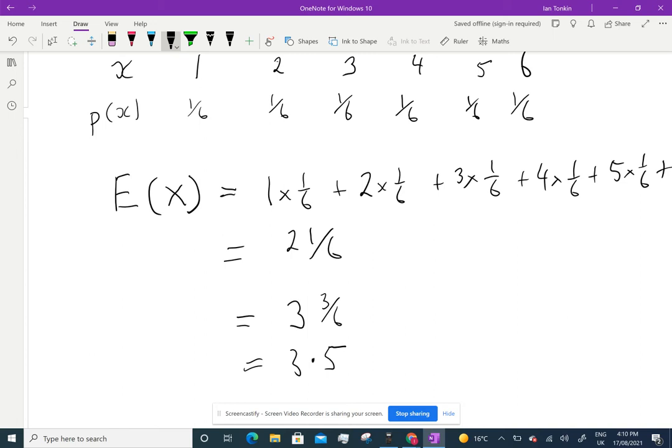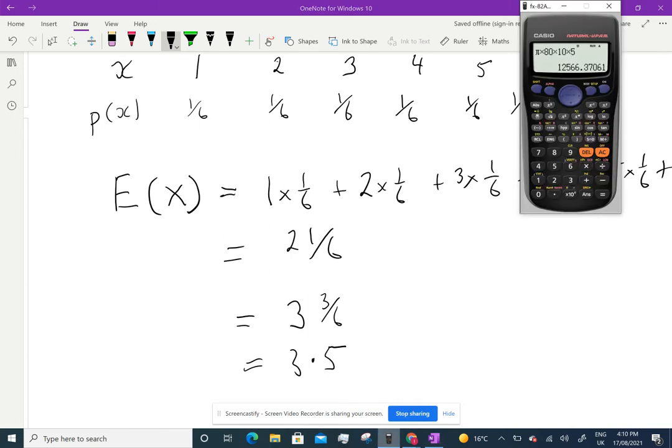Now, you can do that manually, but you know you have a function on your calculator that allows you to do that. So let's set this up.